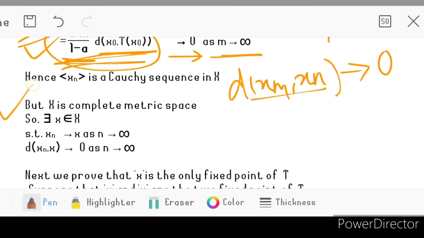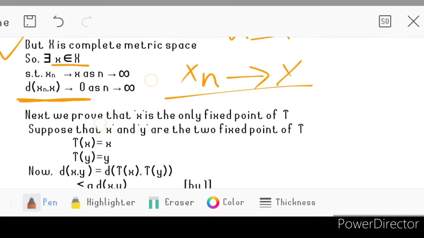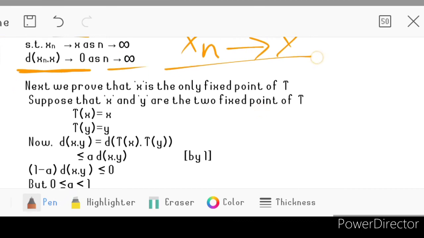Now next, we know that our metric space was a complete metric space, and in a complete metric space all Cauchy sequences are convergent, and the point to which it is converging belongs to the metric space. So we took a point x and it will belong to the space. Our Cauchy sequence is converging to this point, and by definition we can write that the distance between xn and x is tending to 0 as n tends to infinity.